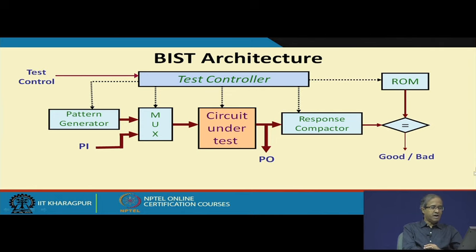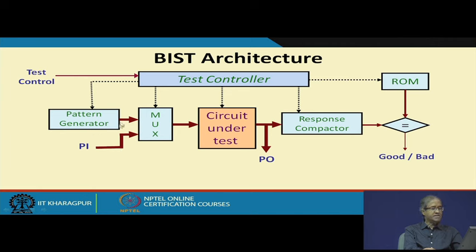Now, the BIST architecture overall looks like this. So, I have my circuit under test which I want to test. What are the components I need? This whole picture is something that goes inside the chip.